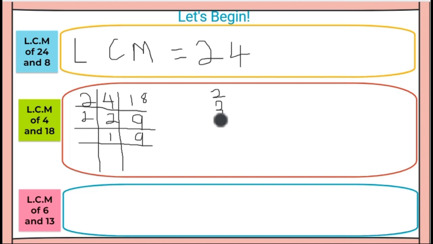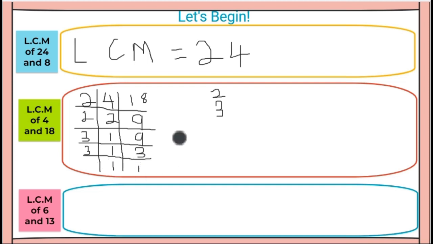Can 3 divide either of the numbers? Yes. So we use our 3. 1 divided by 3, we have our 1. 9 divided by 3, we have 3. So before we move on to the next prime number again, we ask ourselves, can 3 divide either of the numbers without remainder? Yes, it can. So use our 3 again. 1 divided by 3, we have 1, and 3 divided by 3, we have 1.